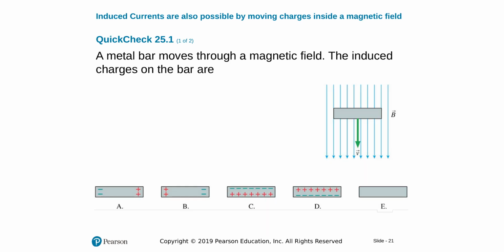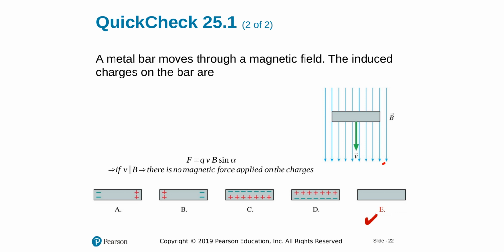I'm moving a metal bar parallel to the magnetic field here. Is there an induced current? Is there an induced potential difference, or how will the charges move here? Parallel motion, remember: no charges moving. Everybody stays as they are. The induced charges on the bar are none. No induced charges.